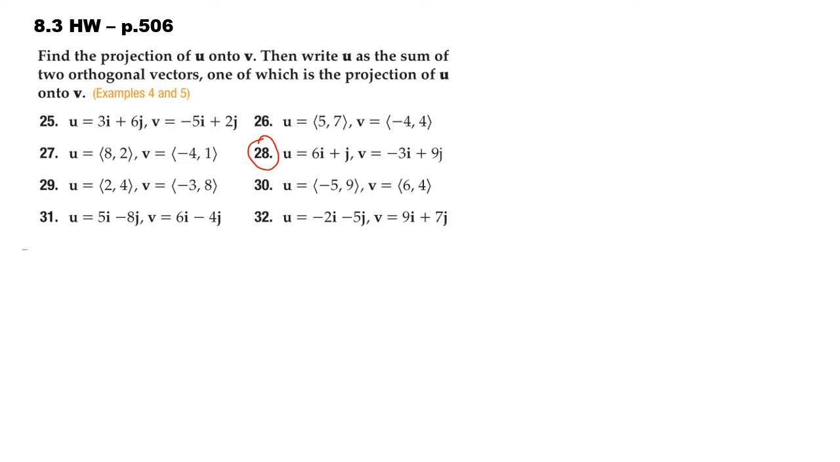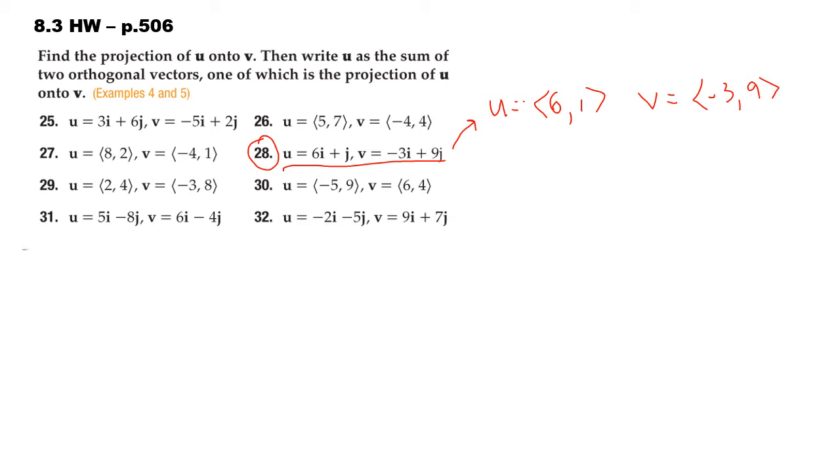So for 28, I chose this one because it is in linear combination form, which means that they are not in component vector form, but it's easy to put them into component vector form. So you can do u equals 6, 1, and v equals negative 3, 9. So if you want to put it in component form first, if that helps you out, go ahead.